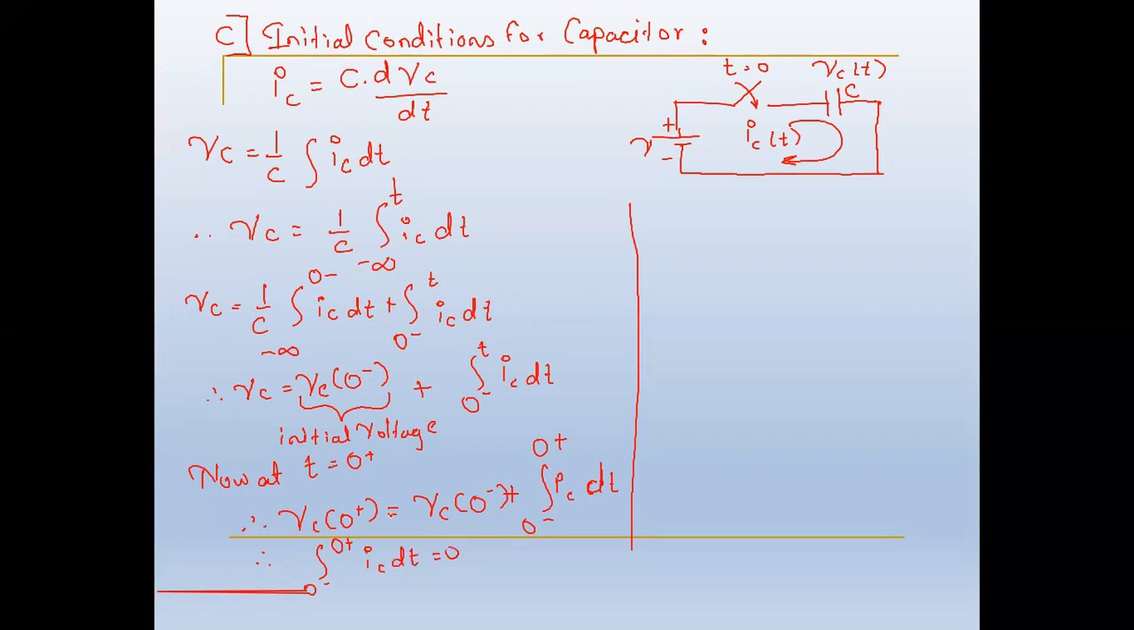If we compare these two equations, I'll call them equations 1, 2 and 3. If we compare the first, second and third equations, we can say that Vc of 0 plus is equal to Vc of 0 minus. It indicates that the voltage across the capacitor cannot change instantaneously.